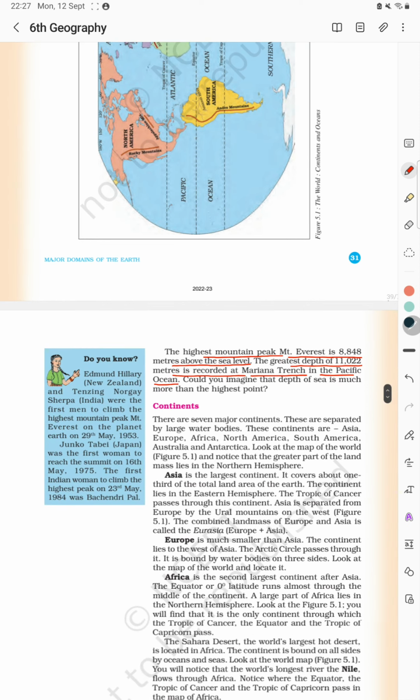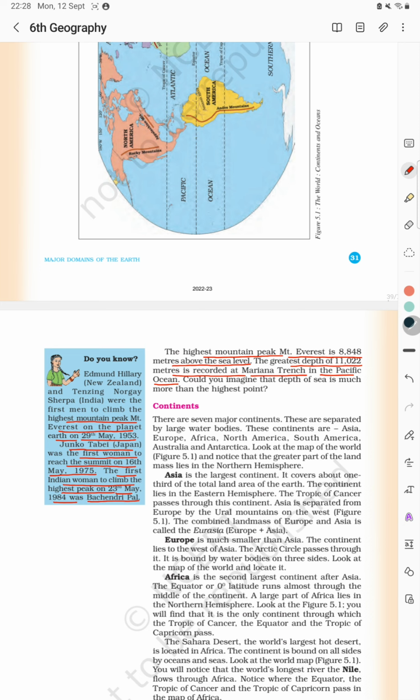There is a fact that Edmund Hillary from New Zealand and Tenzing Norgay Sherpa, India, were the first men to climb the highest mountain peak, Mount Everest, on the planet Earth on 29th May 1953. Junko Tabei from Japan was the first woman to reach the summit on 16 May 1975. The first Indian woman to climb the highest peak on 23rd May 1984 was Bachendri Pal.